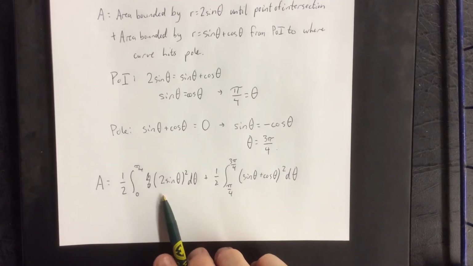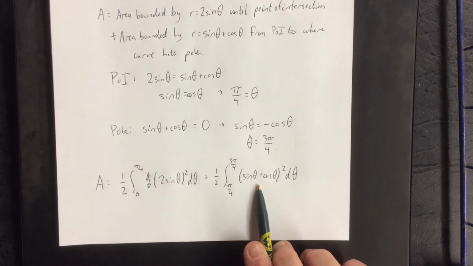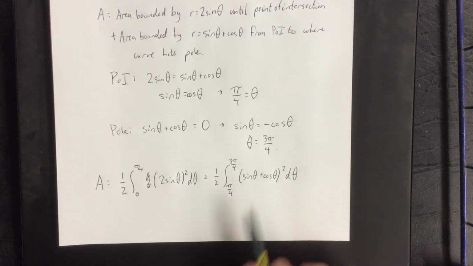And integrating this will involve a power reducing identity. This will require you to FOIL and then use a U substitution. Hopefully the setup is enough. Final answer for this one, I believe, is in the back of the book. So, try it from there.